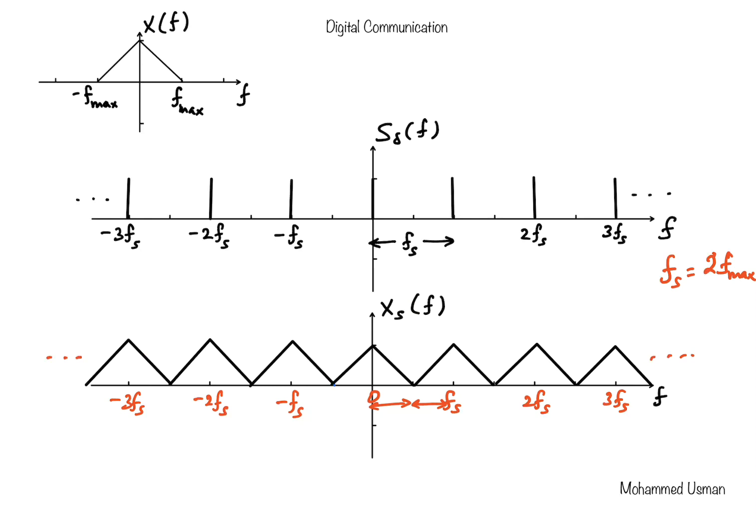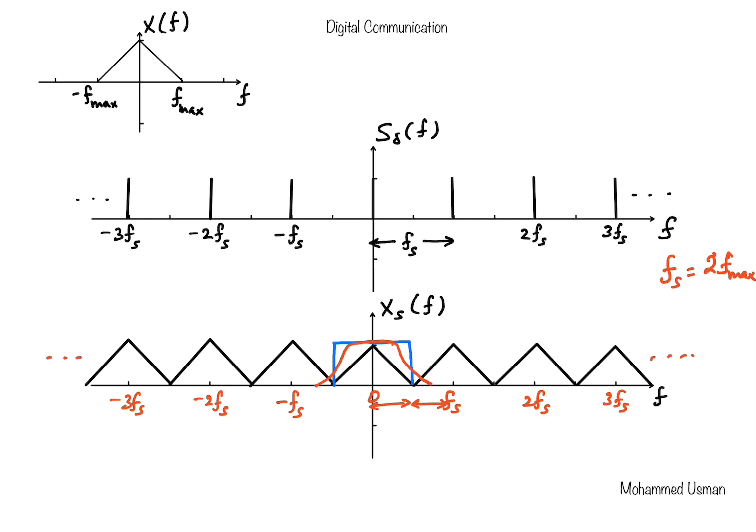So if we use an ideal filter like this, we could get back our original signal spectrum. In practice, however, it is not possible to have an ideal filter, but rather what we would have is a practical filter which has a gradual roll-off from the stop band to the pass band. So it would be something like this.